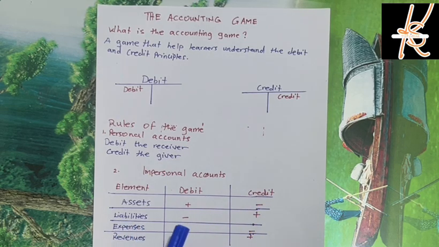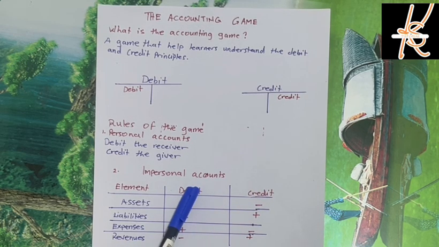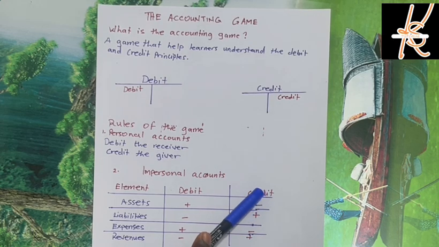Whenever an expense increases, plus, we debit it. Whenever an expense decreases, minus, we credit it. Whenever revenue decreases, minus, we debit it. Whenever revenue increases, plus, we credit it. Do we get it? More like what we said earlier: debit means increase in assets and expenses, decrease in revenue and liabilities. The same thing here for the impersonal account. Do we get it?